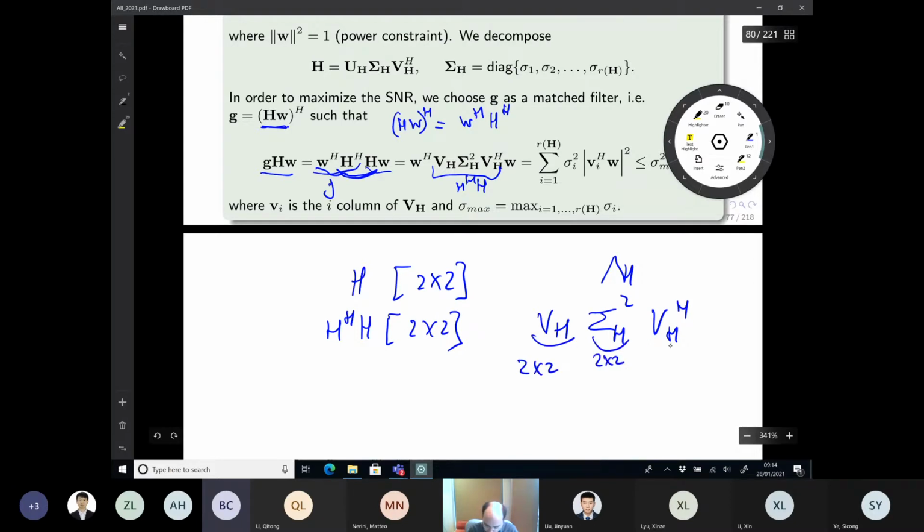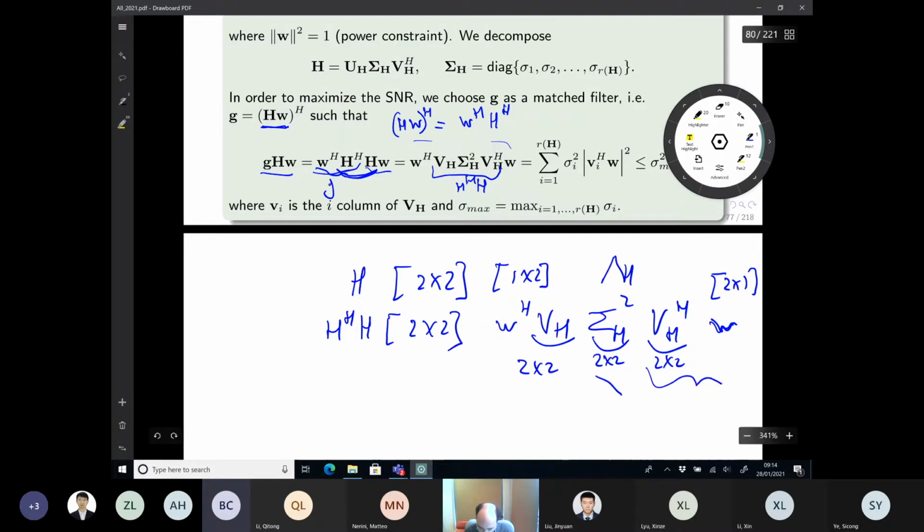This will be a 2 by 2 matrix. This will be a 2 by 2 matrix. This will be a diagonal matrix. So I have a 2 by 2 matrix, and now I multiply here by W on the right side and by W H on the left side. What is W here? It is a 2 by 1 vector. What is W H here? It is a 1 by 2 vector, right? So this whole thing essentially here is a scalar, right?